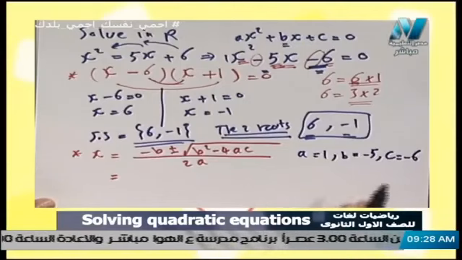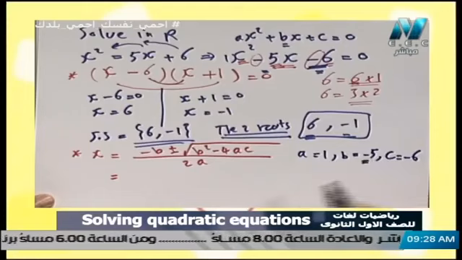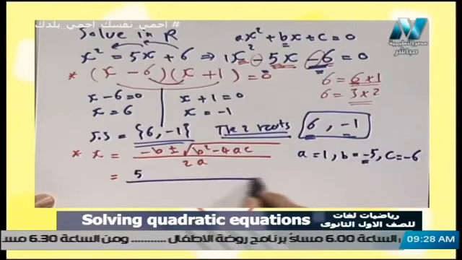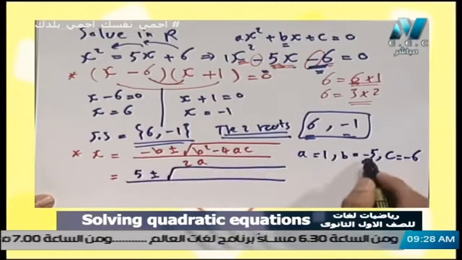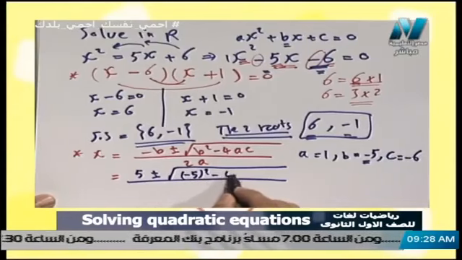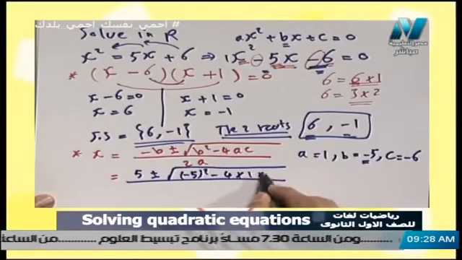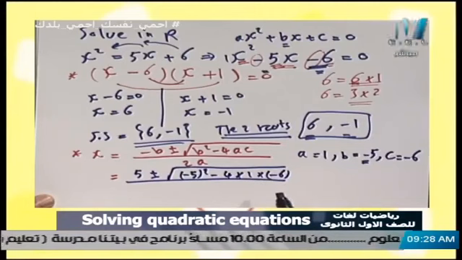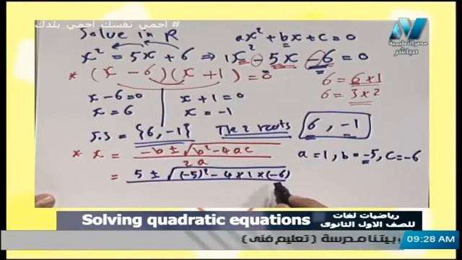Okay, here negative b means we convert negative 5 to 5, so we have here 5 plus or minus the square root. B power 2 means negative 5 power 2 minus 4 multiplied by a, which is 1, multiplied by c, which is negative 6. Put it inside a bracket like this. Don't make a fault.